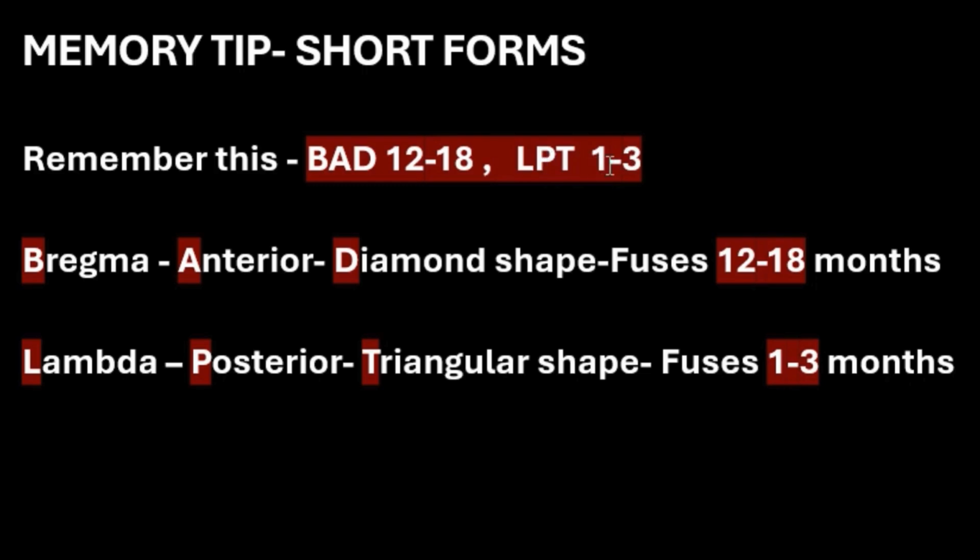So LP school is 1 to 4 classes, right? So that's why I added this LPT, lower primary school. So bad 12 to 18 and LPT 1 to 3 is the memory tip for anterior and posterior fontanelle, bregma and lambda. BAT is the bregma anterior fontanelle diamond shaped. Then fuses at 12 to 18 months is the 12 to 18. BAT 12 to 18: bregma anterior fontanelle diamond shaped, fuses 12 to 18. Lambda posterior fontanelle triangular shape, fuses at 1 to 3 months. That is LPT 1 to 3.